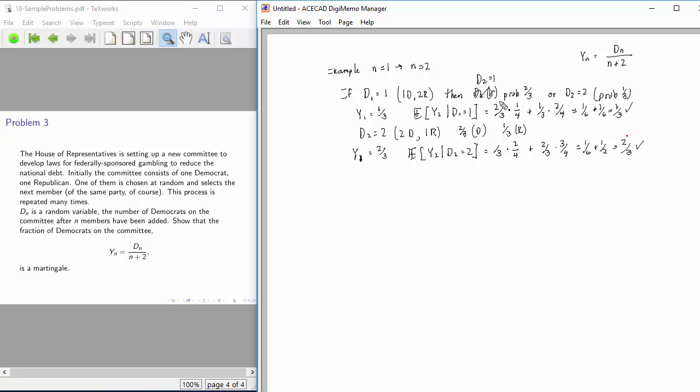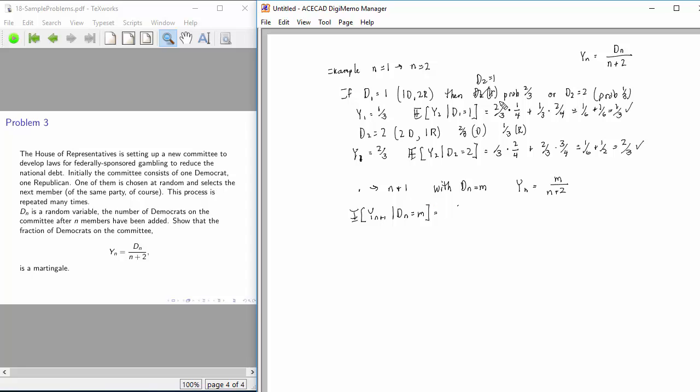Of course, special cases prove nothing, so let's consider the general case. We're going from n to n plus 1 with m Democrats on the committee. In other words, the value of Y sub n is m over n plus 2. Well, as with the previous cases, doing the general calculation is just about as easy as doing a numerical example.